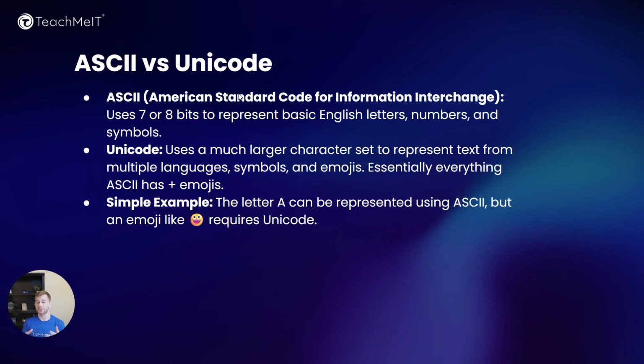Here we have ASCII versus Unicode. ASCII uses 7 or 8 bits to represent simple and basic English letters, numbers, and symbols. Unicode, on the other hand, uses a much longer character set to represent everything from emojis to symbols to different types of languages. Essentially, Unicode is everything that ASCII has plus emojis. For example, the letter A can be represented using ASCII, but an emoji like this one here on screen, or any emoji we use, requires Unicode.